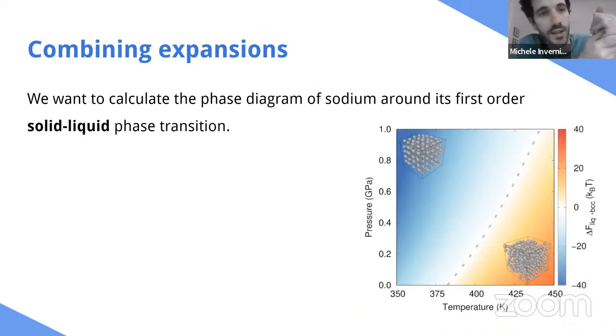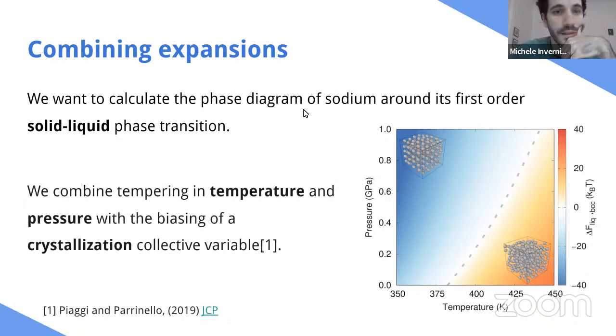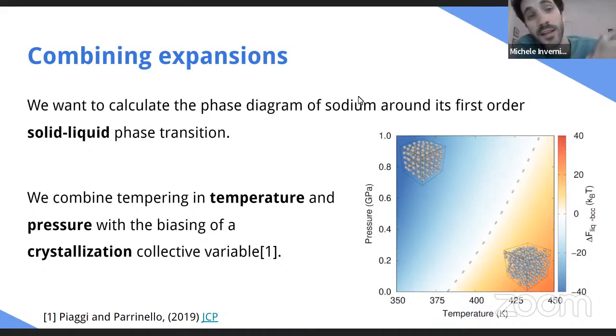Okay, why is this interesting? Well, it's particularly helpful to sample combined expansions. So, for instance, in this example, we want to study the phase diagram of sodium that has a solid-liquid phase transition. So we are going to run an expansion in temperature and in pressure, plus biasing a crystallization collective variable to allow for the phase transition to happen.